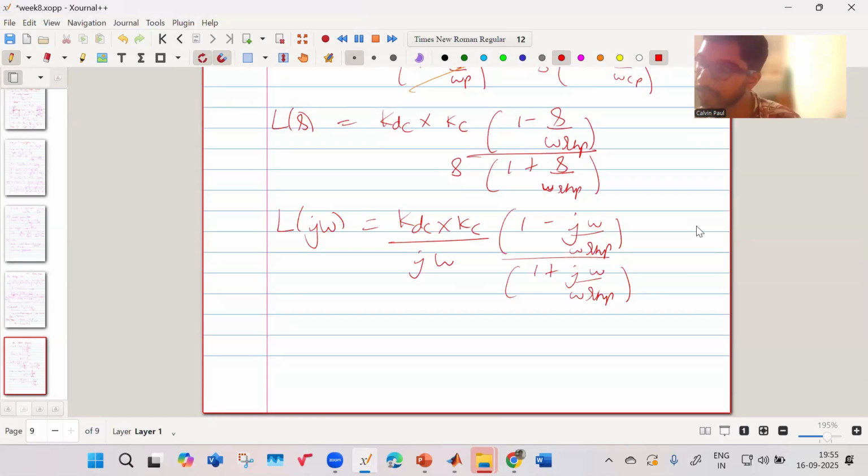Hopefully the disturbance doesn't affect you. They're playing football down there. Okay.